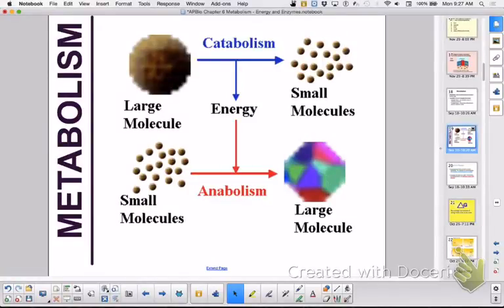All right, so we are continuing on our Chapter 6 discussion, Metabolism, Energy, and Enzymes, and we are now focusing on metabolism.